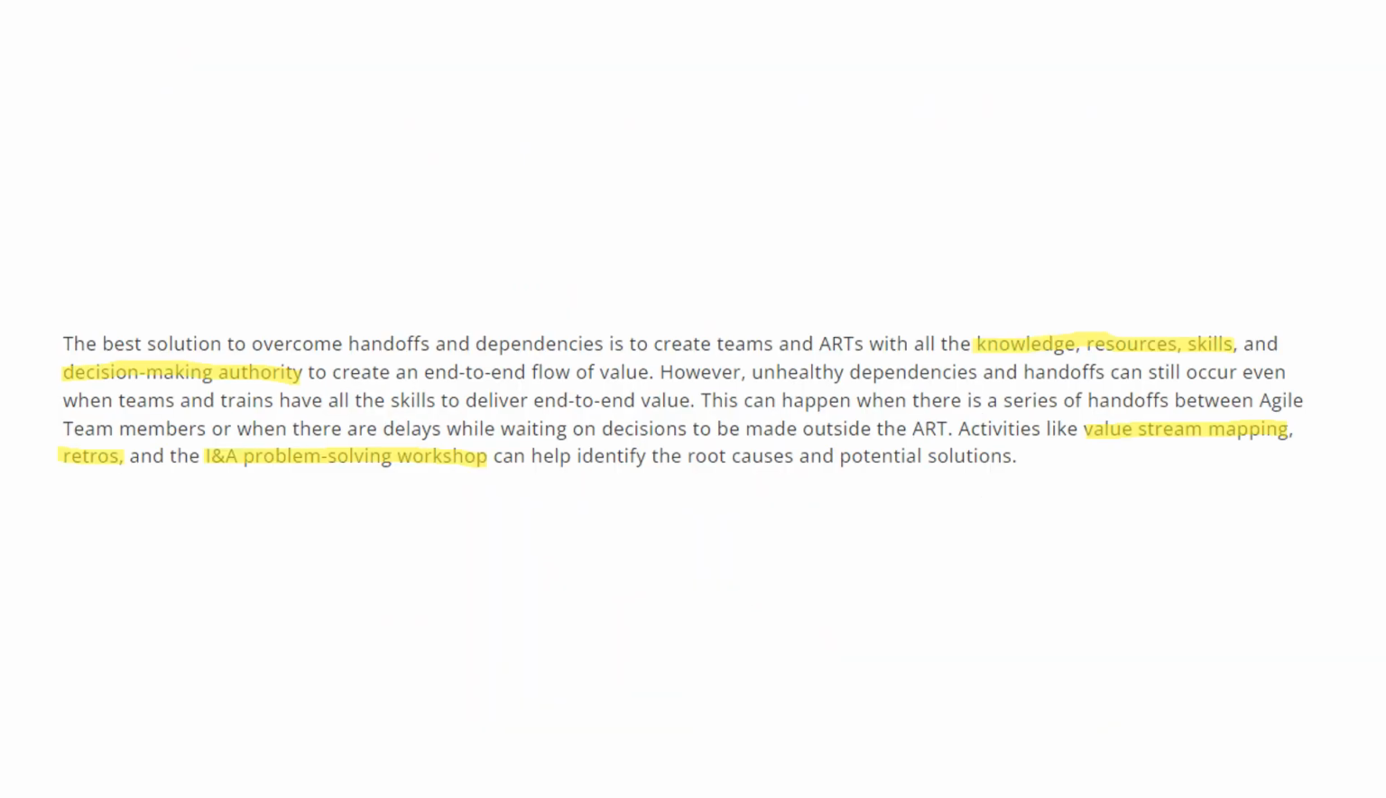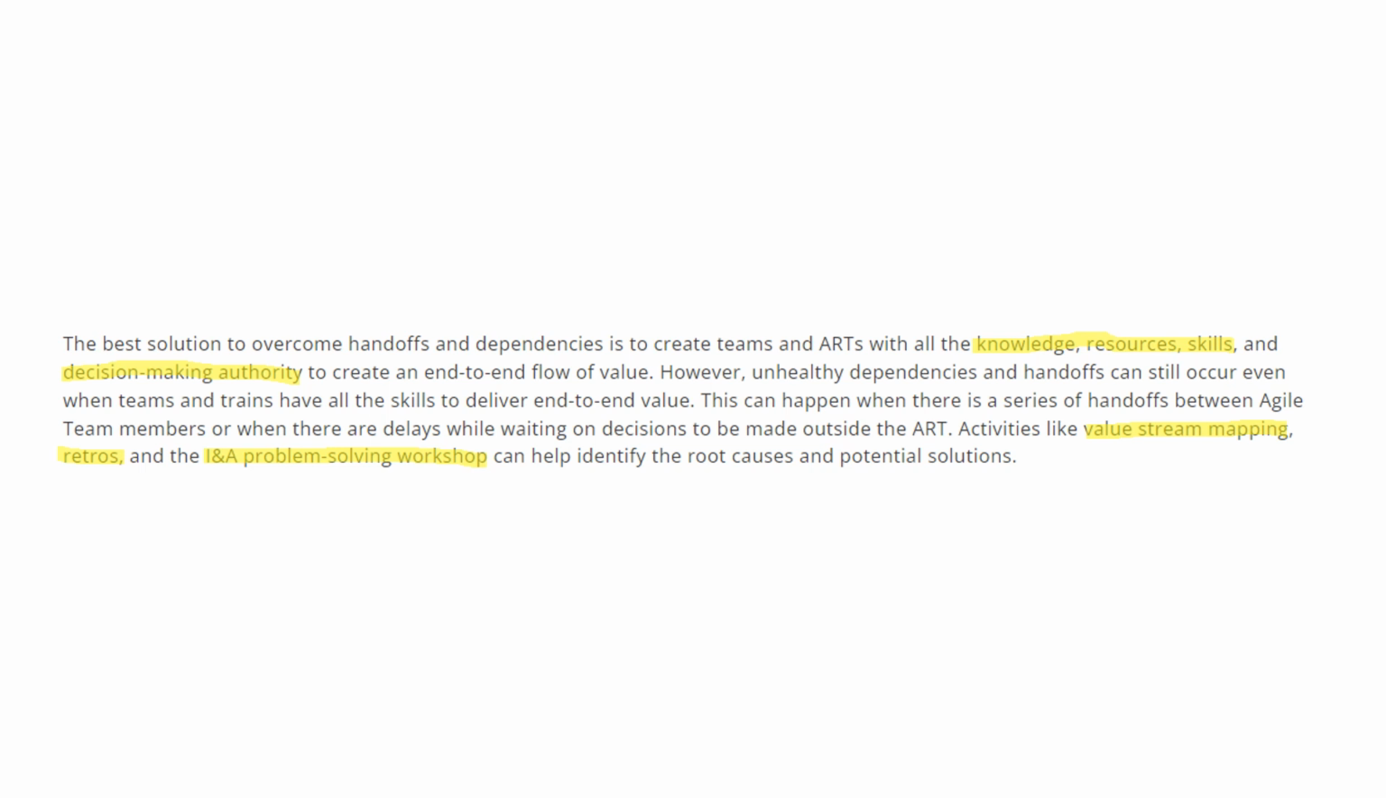The best solution to overcome handoffs and dependencies is to create teams and ARTs with all knowledge, resources, skills, and decision-making authority to create an end-to-end flow of value. However, unhealthy dependencies and handoffs can still occur even when the teams and trains have all the skills to deliver end-to-end value. This can happen when there is a series of handoffs between agile team members, or when there are delays while waiting for decisions to be made outside the ART, right?